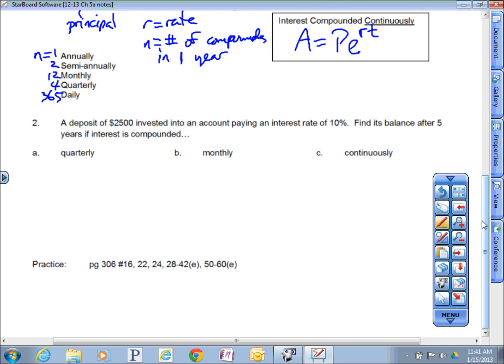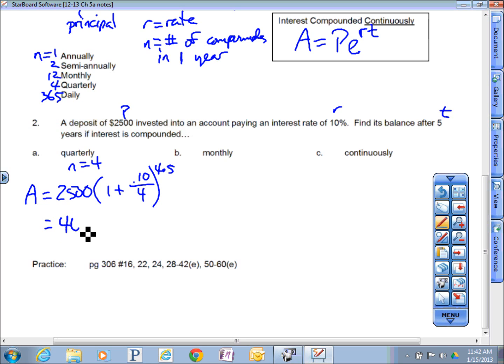All right, so if we come down here and play this out: a deposit of $2,500, that's my principal, paying an interest rate of 10%, that's my R. Find the balance after 5 years, that's my T. Now we're dealing with quarterly, so my N is going to be equal to 4. Setting it up, A is 2,500 times the quantity 1 plus 0.10 over 4, raised to the 4 times 5 power. Clean that up and you end up with $4,096.54 in the account at the end of those 5 years.